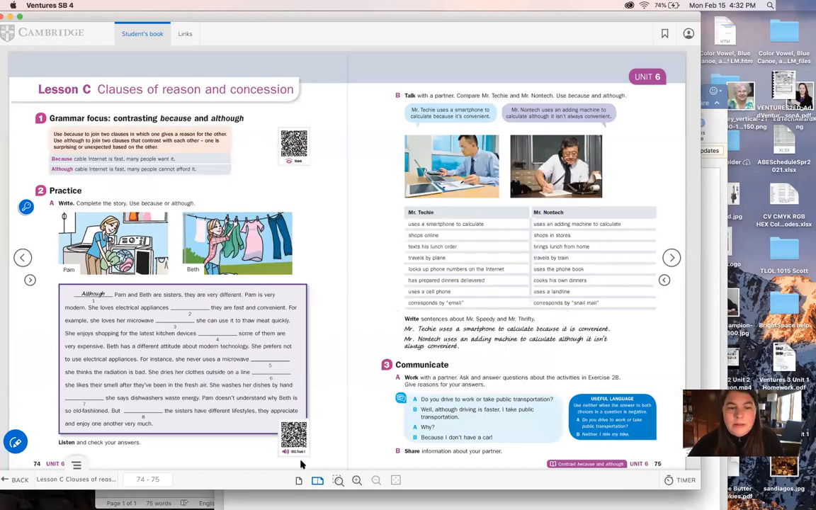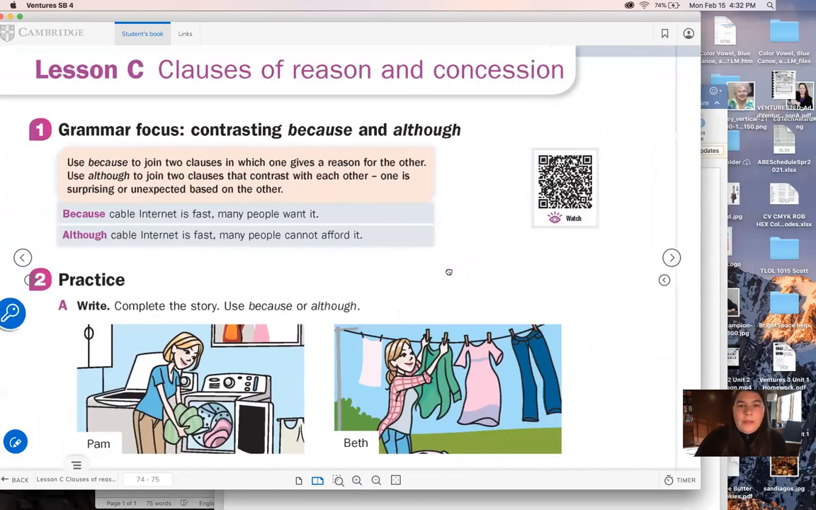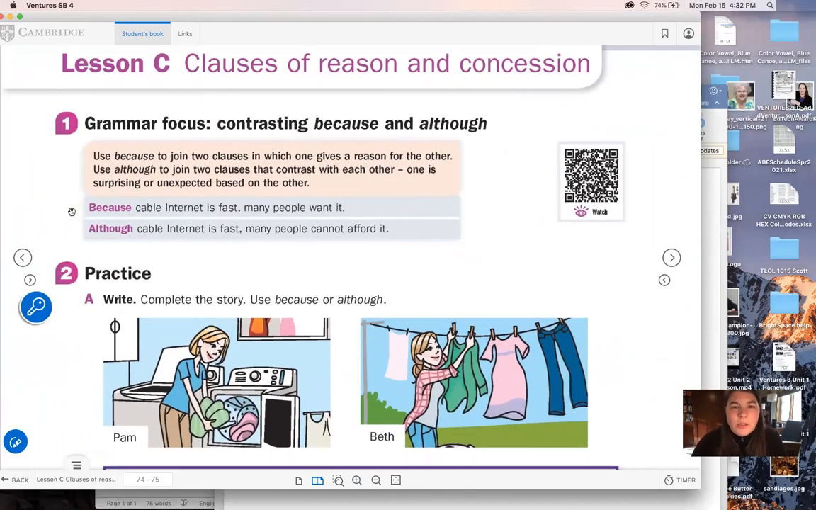All right, let's go back to here. So really just remember that because shows a reason for something. If you can answer the question why, then you use because. So why are you happy? Because it's my birthday, right? Because it's my birthday, I am happy. That shows the same. But you could say, although it's my birthday, which is great, I am sad. That's the contrast.